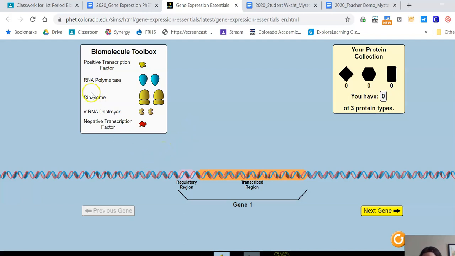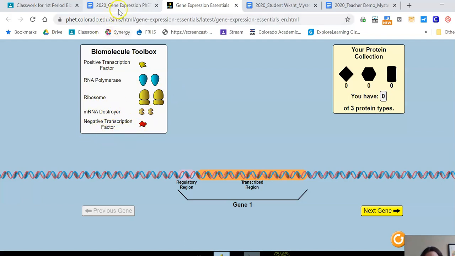So the instructions also had said click on expression. So here I'm looking at gene 1, and it asked if there are two regions. So it looks like there's a regulatory region and there's a transcribed region. And then I have a biomolecule toolbox. I have a positive transcription factor. You're going to be using this. RNA polymerase. You will be using this. A ribosome. You'll be using this. You won't be using mRNA destroyer, and you will be using a negative transcription factor.